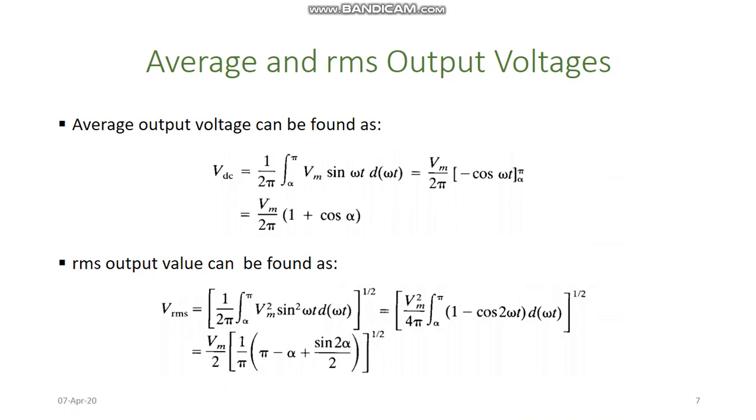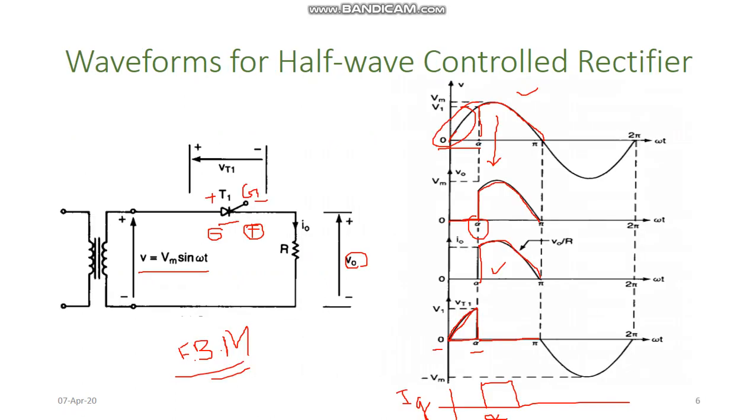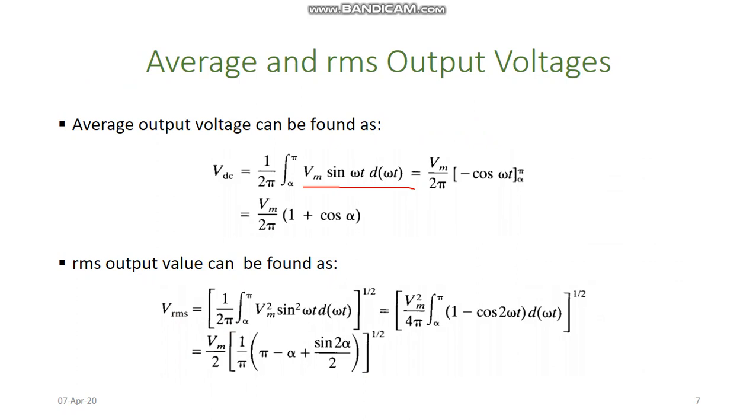The average output voltage can be obtained by integrating this quantity, voltage Vm sin omega t, over its time period alpha to pi. Since this thyristor is conducting from alpha to pi, it will be integrated over alpha to pi. And see that if we consider that the gate is triggered at alpha equal to 0, in that case we will obtain VDC is equal to Vm over pi. That was in the case of uncontrolled rectification.